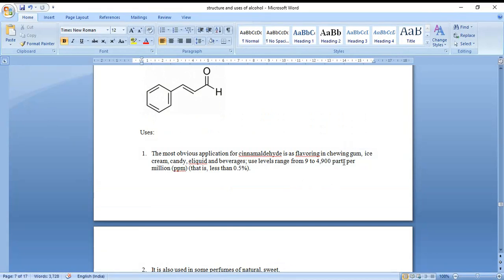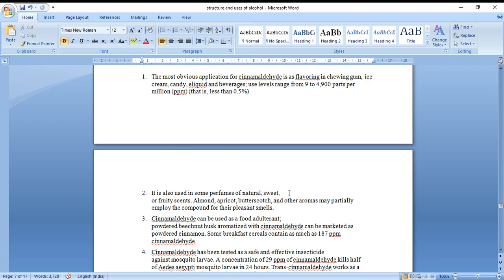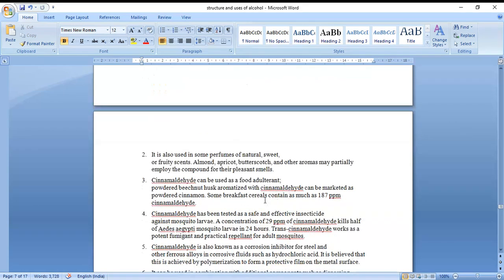Cinnamaldehyde is a flavoring in chewing gum, ice creams, candies, liquids, and beverages, and it is usually used in the range from 9 to 4,900 parts per million. It is also used in some perfumes because of its sweet and fruity scents. It's used for almond, apricot, butterscotch, and other aromas. We partially employ the compound for its pleasant smell.